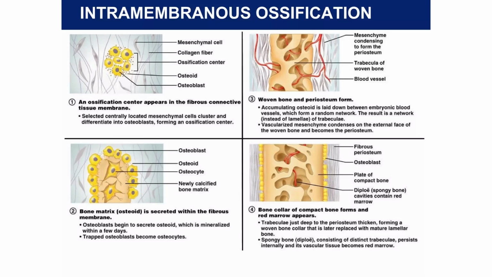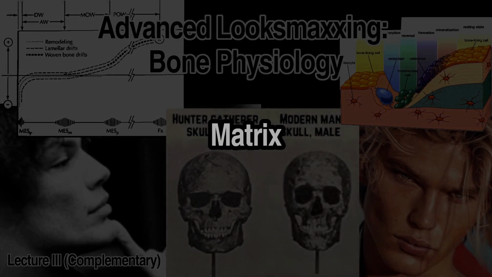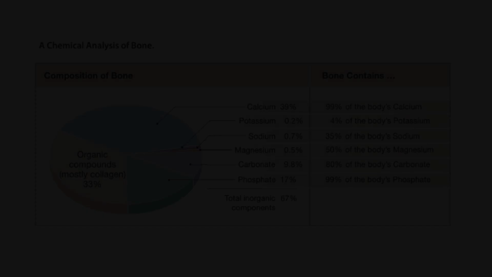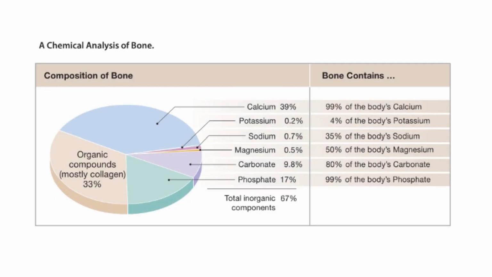Thus, it is presumably a key physiologic phenomenon for looksmaxing. This presents a question of what is the composition of bone after these formation processes. So let's briefly analyze that. 90% of bone is the matrix, while only 10% are alive and metabolically active cells.